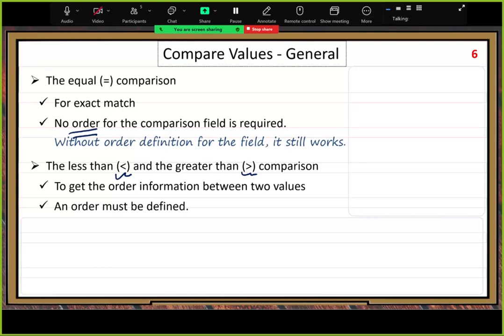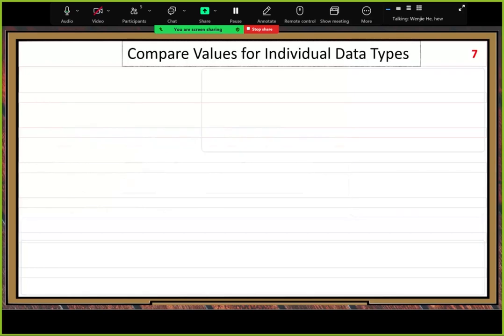All right. So that's the general comparison. Okay, general comparison. Then compare values for individual data types.